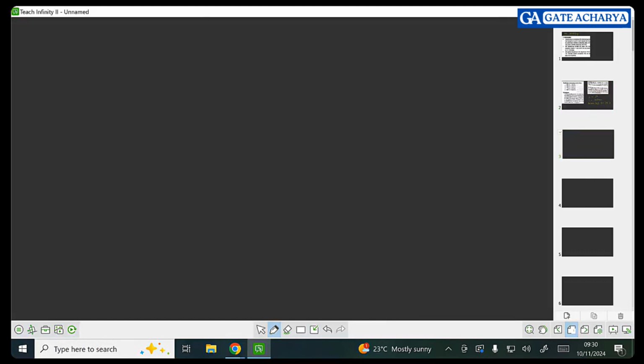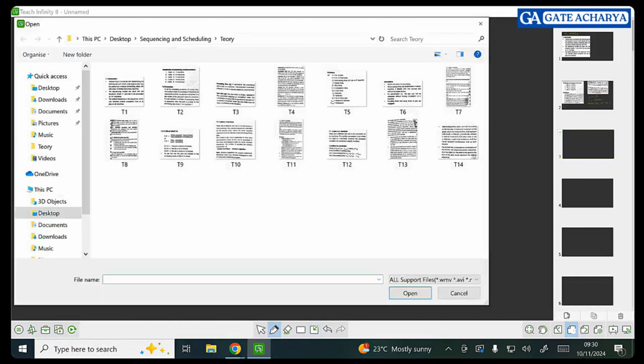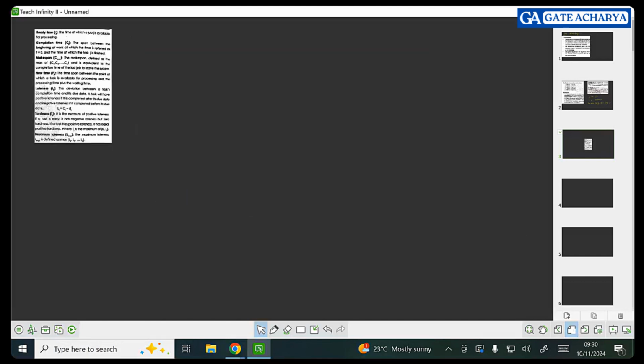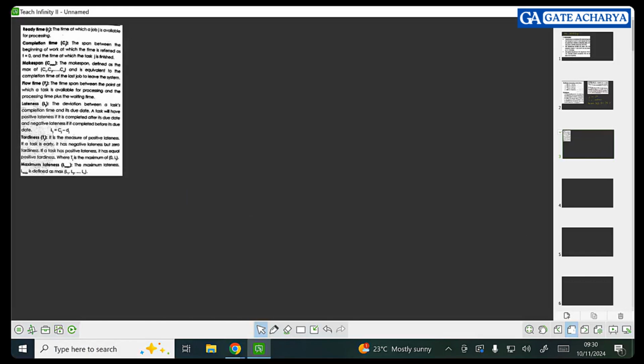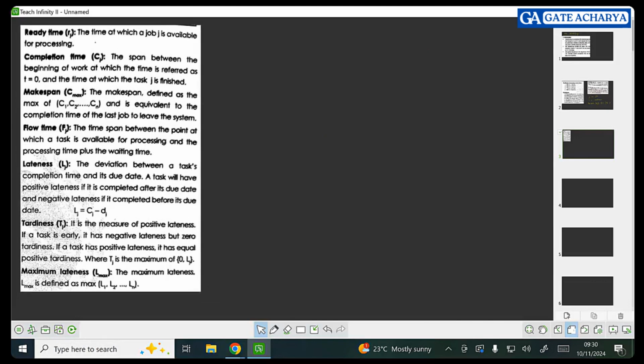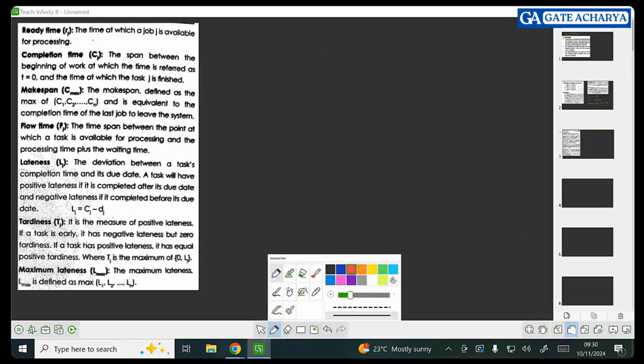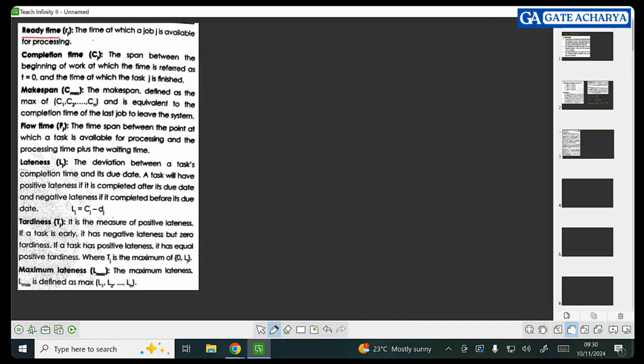Next is ready time: the time at which a job J is available for processing. That is called ready time. Ready time means the job is ready to proceed to machining. Next, completion time.